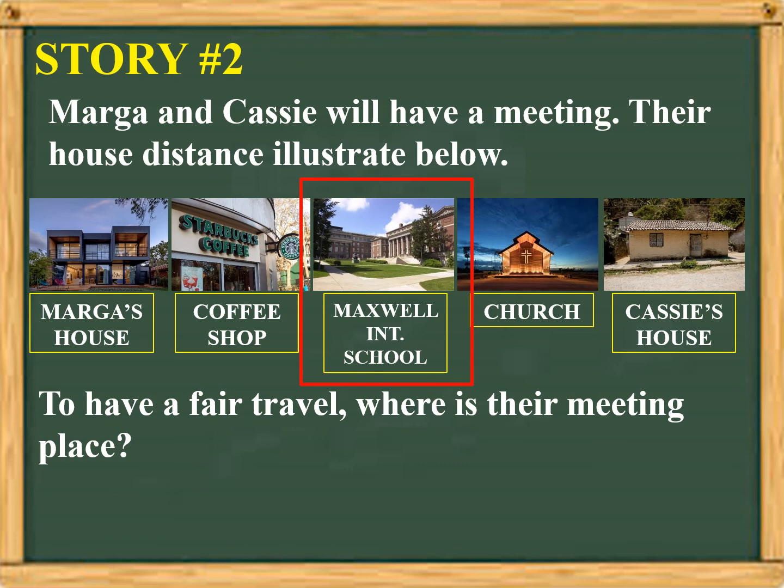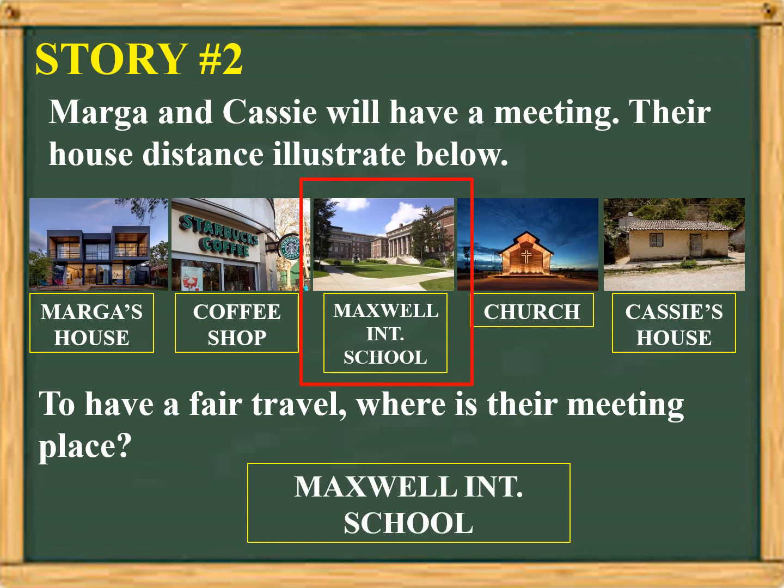Kung ang sagot nyo, ang gagamitin natin ay median, you are correct. So, we need to find the middle or the same distance na pwede nilang i-travel para fair yung kanilang biyahe, no? So, in this case, the middle place is Maxwell International School. So that for them to have a fair travel, kailangan mag-meet sila sa Maxwell International School. So now, let's have story number 3.